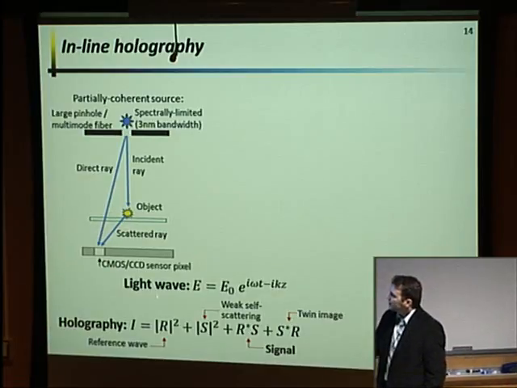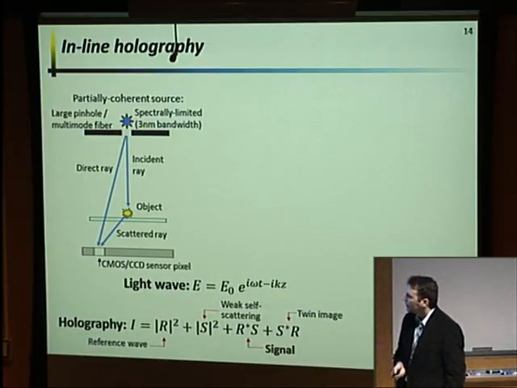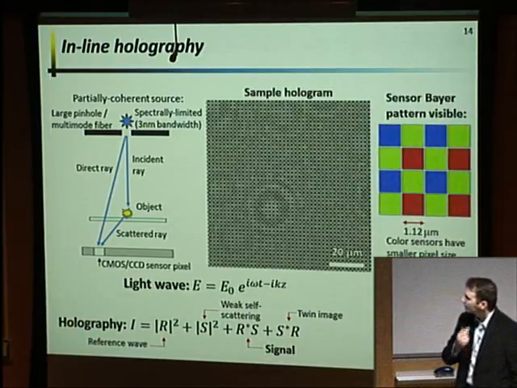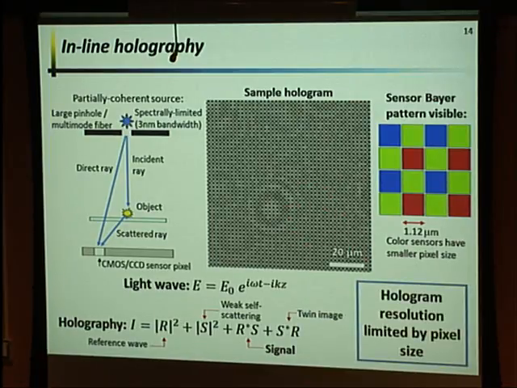As I said, we're recording this interference pattern. You can think of it as an interference between a reference wave and a signal wave, in the typical holography framework. What we're trying to recover here is the signal, and we can recover the signal from this interference pattern. One thing you'll notice is that the resolution of the hologram we record is initially limited by pixel size.